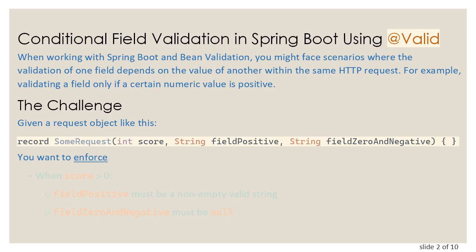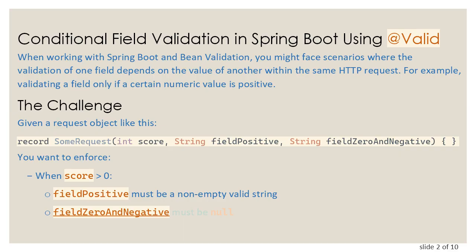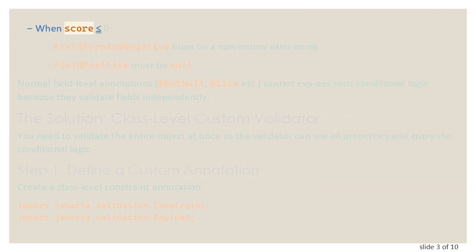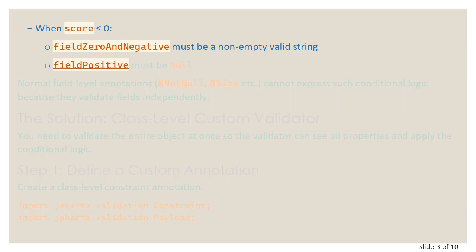you want to enforce: when score > 0, field positive must be a non-empty valid string, and field zeroAndNegative must be null. When score is less than or equal to 0, field zeroAndNegative must be a non-empty valid string, and field positive must be null.